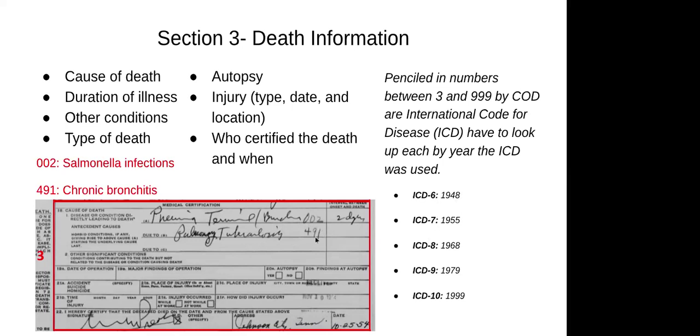And what these numbers correspond to is any other conditions or, like here, infections that were prevalent along with it. So this person had pneumonia with pulmonary tuberculosis. They also had salmonella infection and chronic bronchitis. So it gives you kind of an idea of all of the conditions they had, not just what they actually wrote on the death certificate.